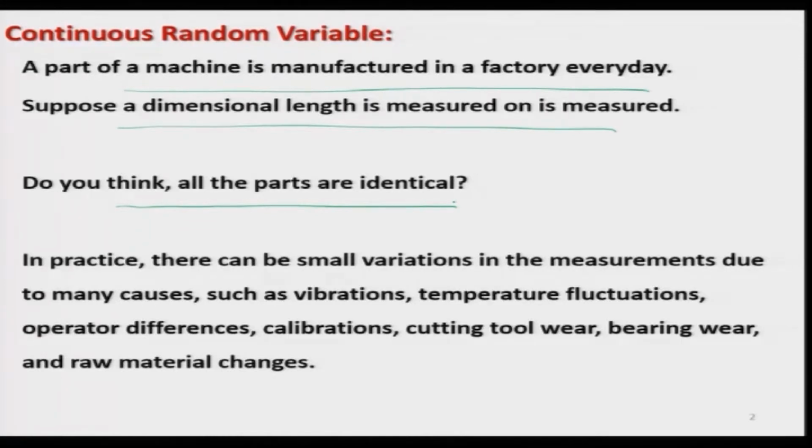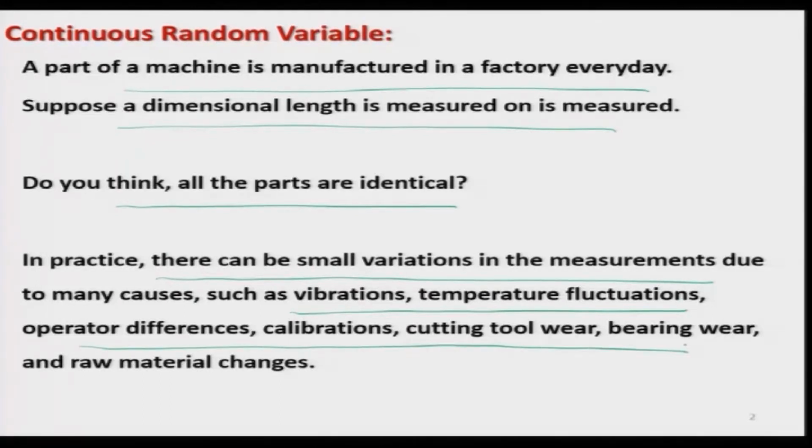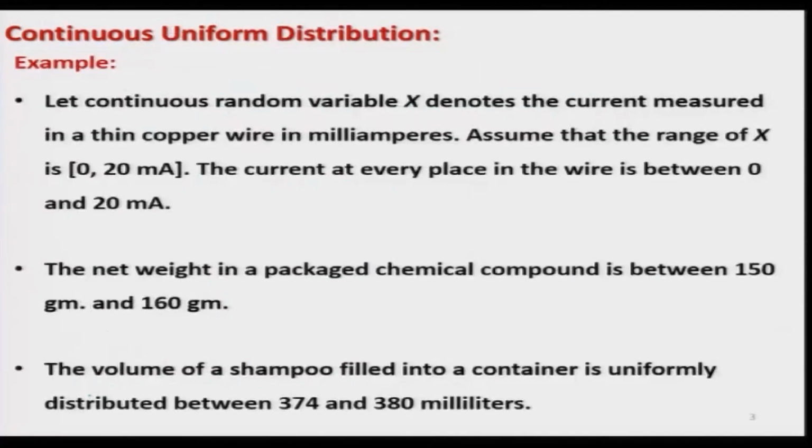In practice there can be a small variation in the measurements, which can be due to many reasons, such as vibration, temperature fluctuations, operator differences, calibration, cutting tool wear, bearing wear, raw material changes, etc. And these are random variations because they are not in our control. Suppose there are two operators who are trying to build some part. Do you think that they are going to produce exactly the same thing? Certainly not.